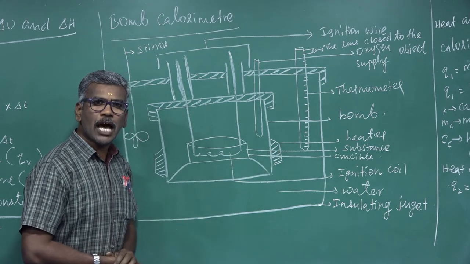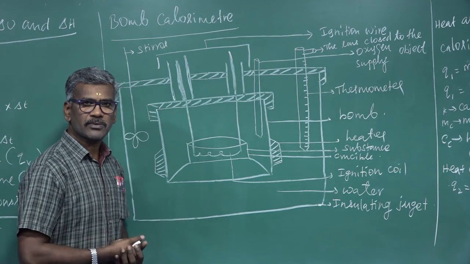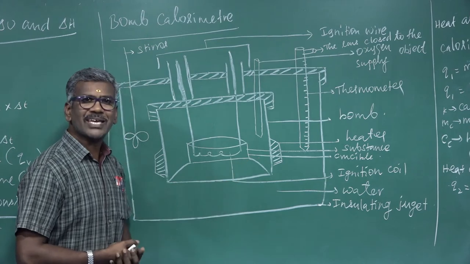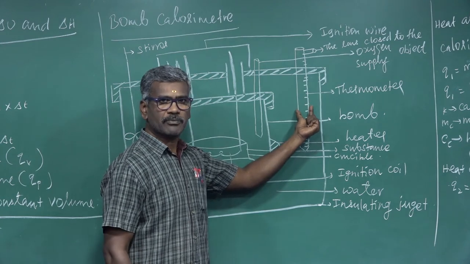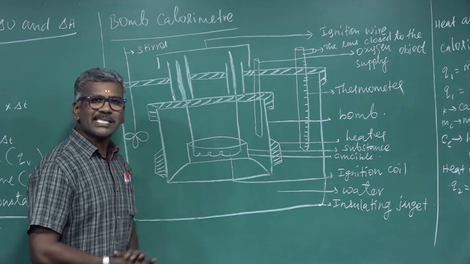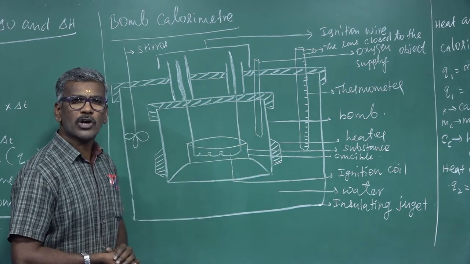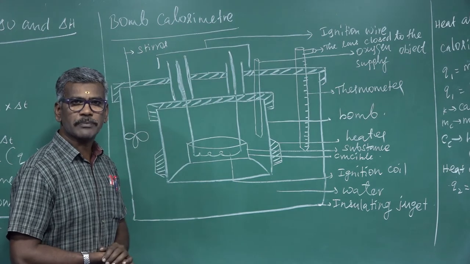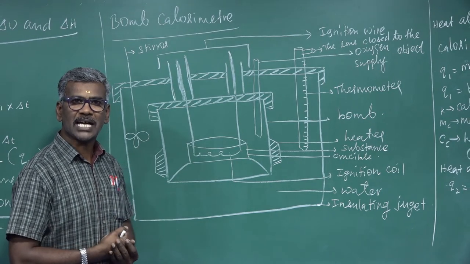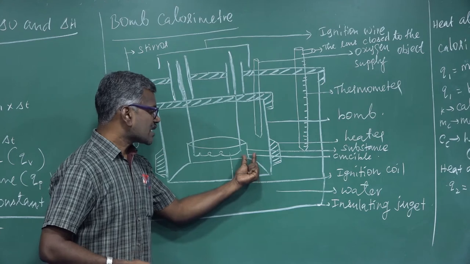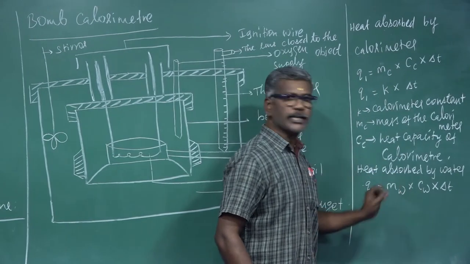Here, the weighed amount of the substance burns with the oxygen, and heat will be released. We can measure the temperature by using the Beckman thermometer. If the bomb is tightly sealed, its volume does not change. Here, the amount of heat is measured at a constant volume. The amount of heat absorbed during the reaction is the sum of the heat absorbed by both the calorimeter and the water.